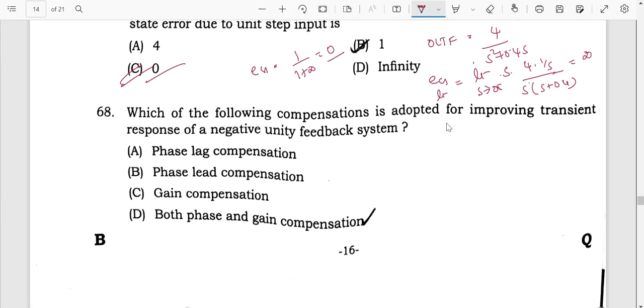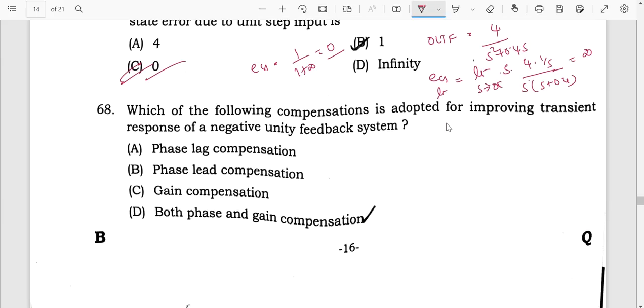Which of the following compensation is adopted for improving the transient response of the negative unity feedback system? So it is a phase lead compensation. So answer is B here.